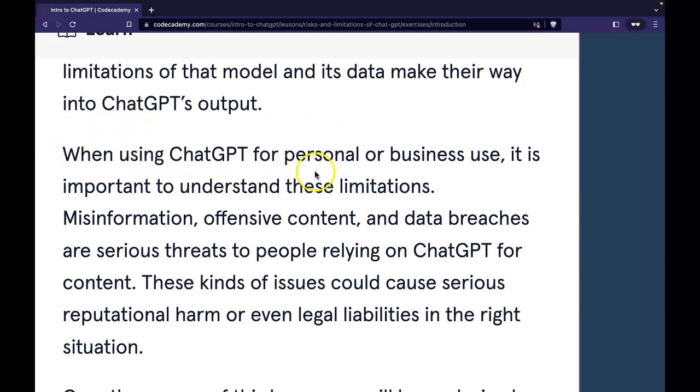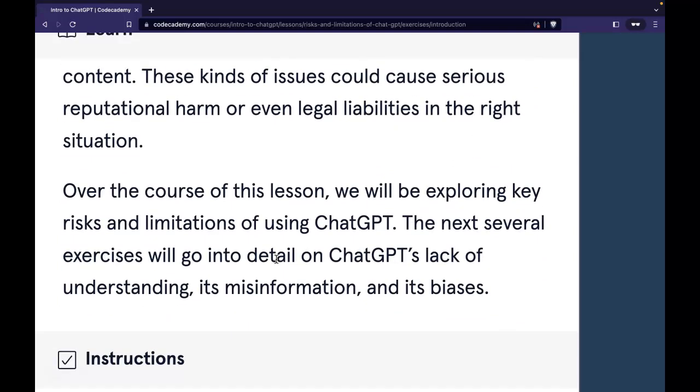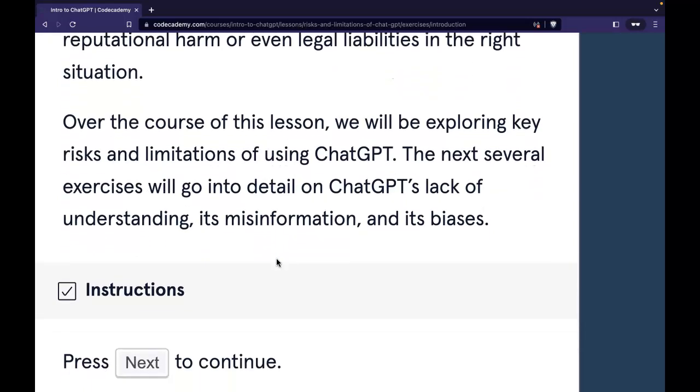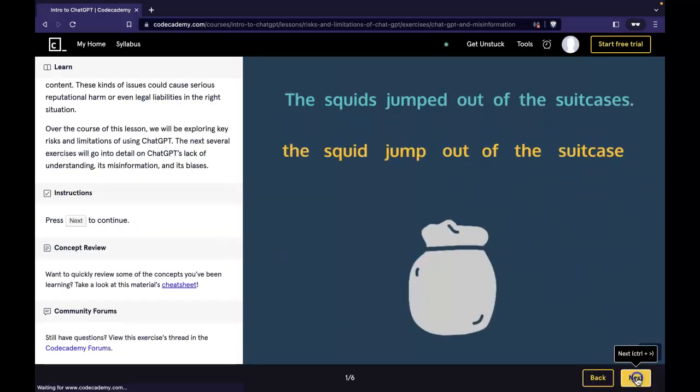When using ChatGPT for personal or business use, it's important to understand these limitations. Misinformation, offensive content, and data breaches are serious threats to people relying on ChatGPT for content. These kinds of issues could cause serious reputational harm or even legal liabilities in the right situation. Over the course of this lesson, we will be exploring key risks and limitations of using ChatGPT. The next several exercises will go into detail on ChatGPT's lack of understanding, its misinformation, and its biases. Let's go ahead and press next here.